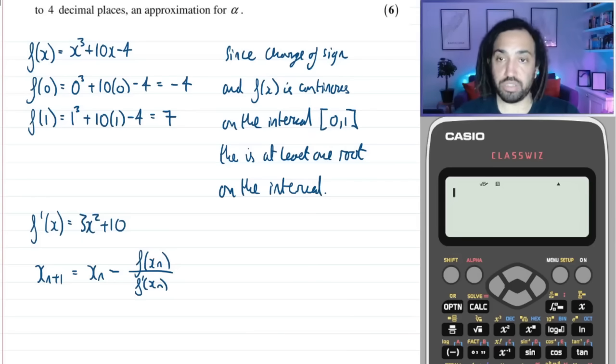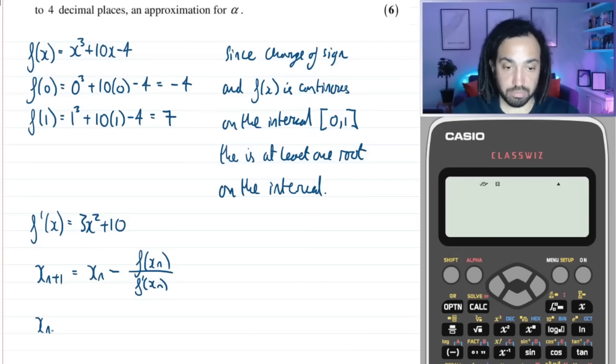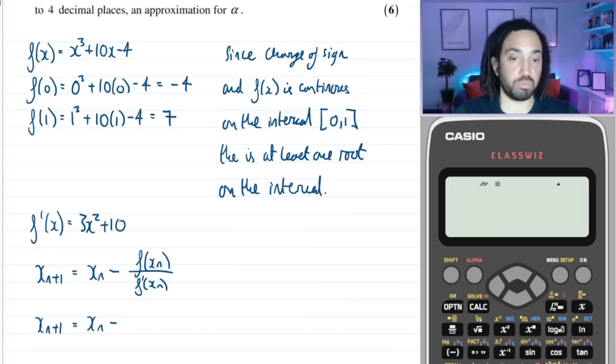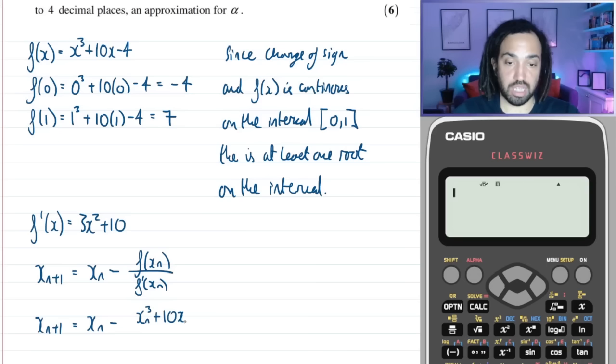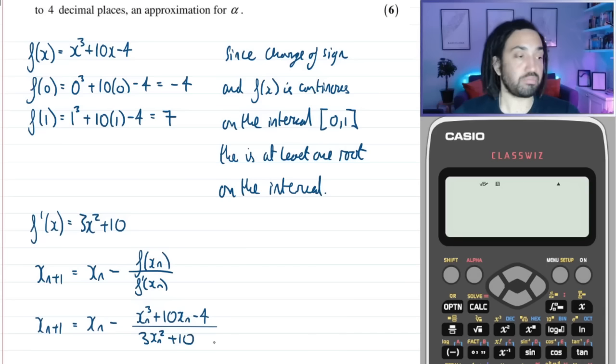Okay, so let's just use this formula here. And what we're going to do is just expand out the function when we sub in xn. So this is the function. So we're going to replace the x's with xn's in this function like this. Like so. And then over the derivative function, which is this one, so that's just 3xn squared plus 10.